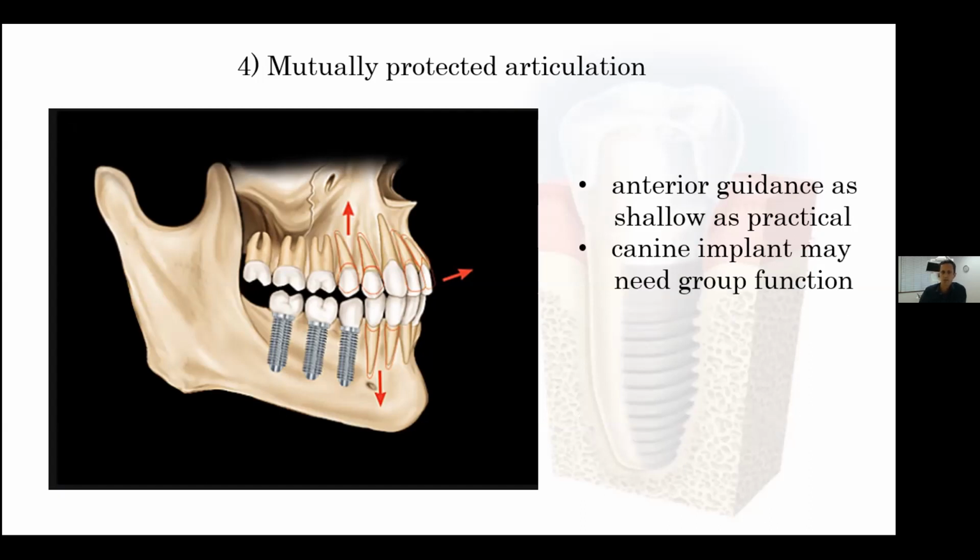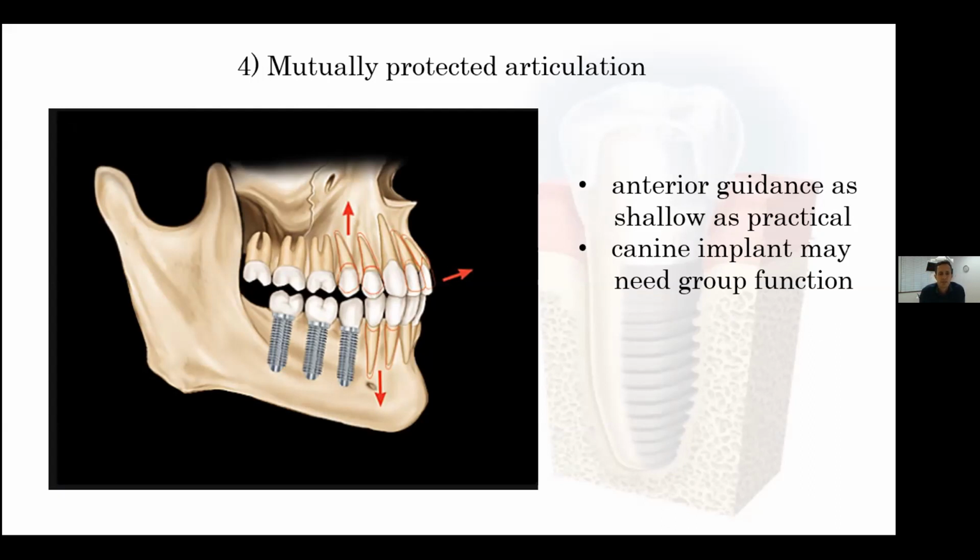Another thing that we can do, if the canine is an implant, is that we can create a group function. Now that group function can be anterior to the canine implant, and make use of the incisors, the lateral and the central, in some arch shapes. It depends. In other instances, we'll take it backwards and use the premolars. And if those are natural teeth, we're going to get some sensory input that we wouldn't get just with the implant, and that would be beneficial.